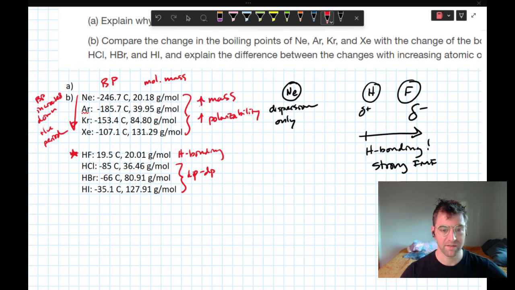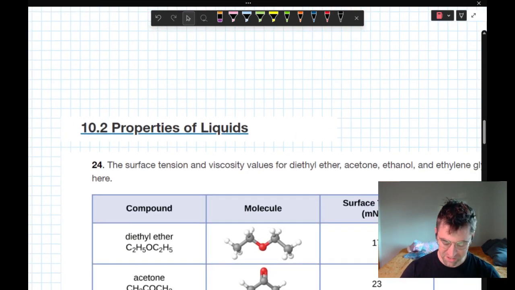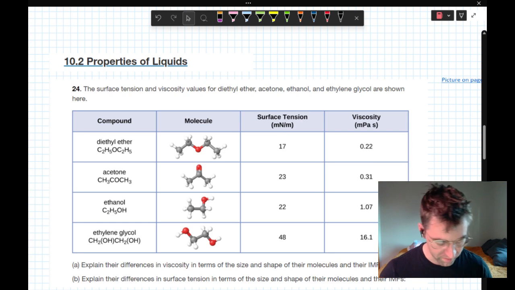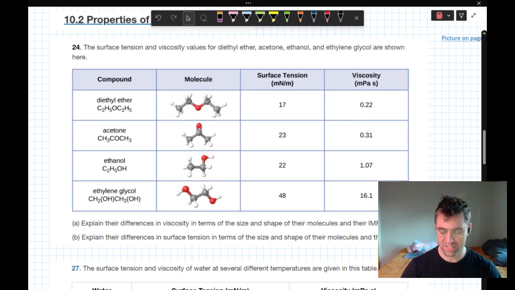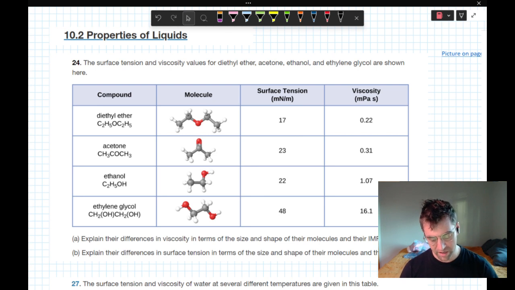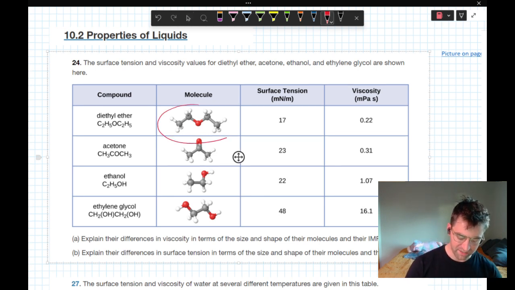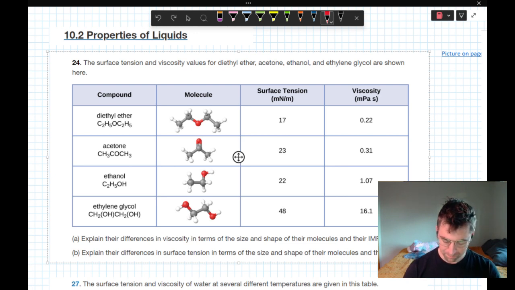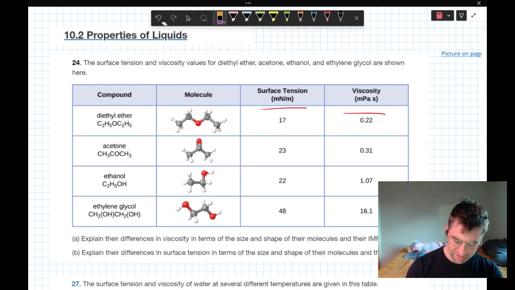Let me get back to my notes here. Okay. I notice I'm actually getting a little ahead of myself. That's more to do with question 24, which is asking about surface tension and viscosity. This should also be fairly intuitive, I think. The surface tension and viscosity values for diethyl ether, acetone, ethanol, and ethylene glycol are shown here. We have these nice little ball and stick diagrams of each of them with their molecular formulas over here, followed by surface tension and viscosity.